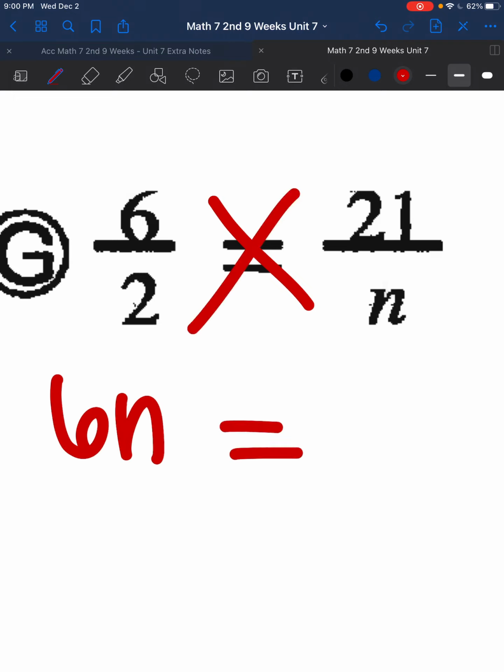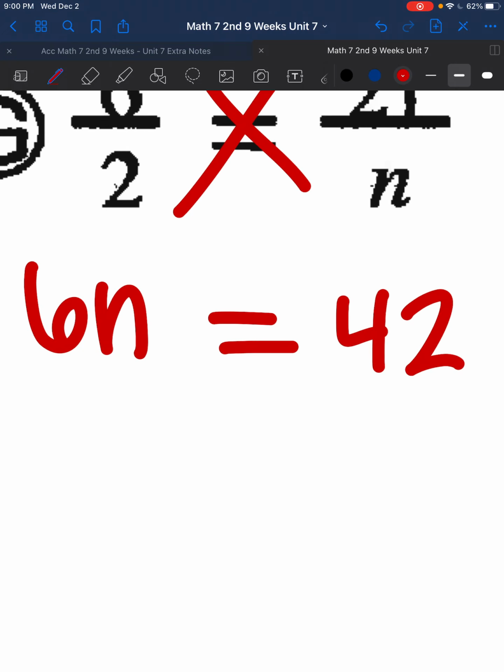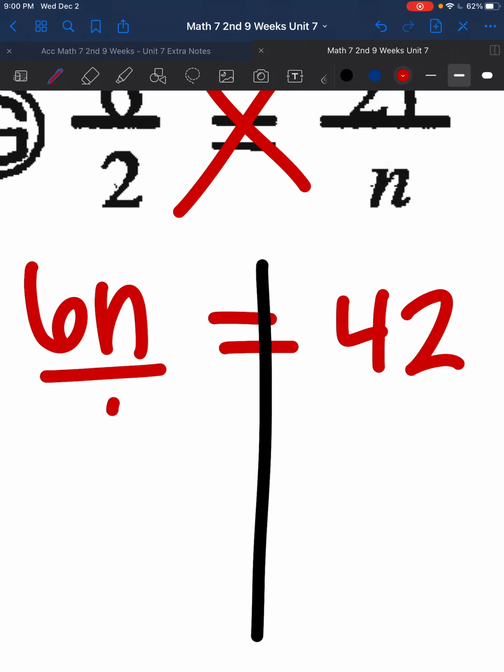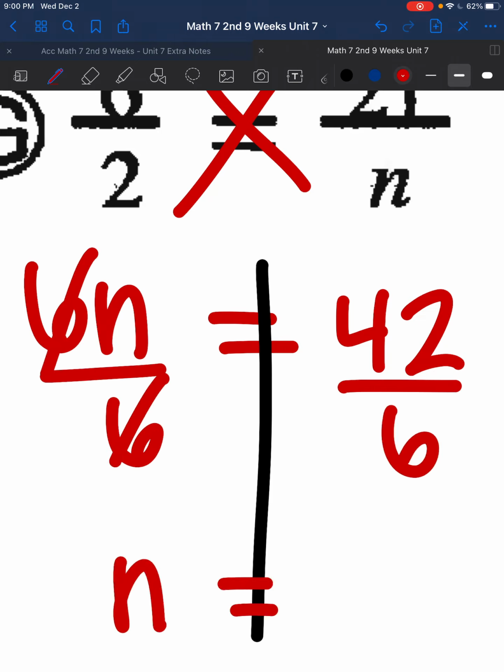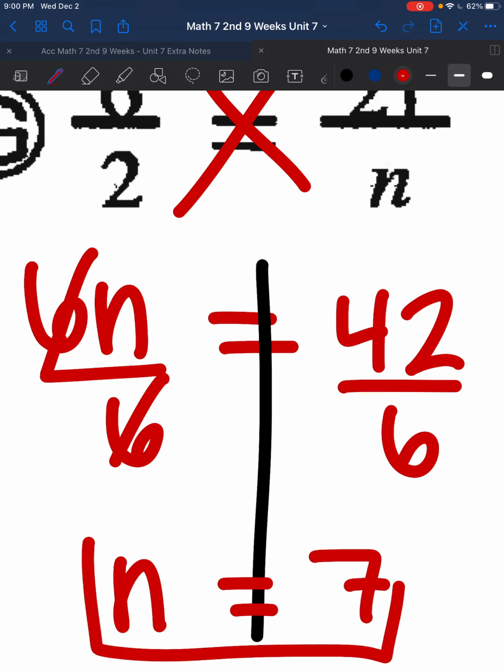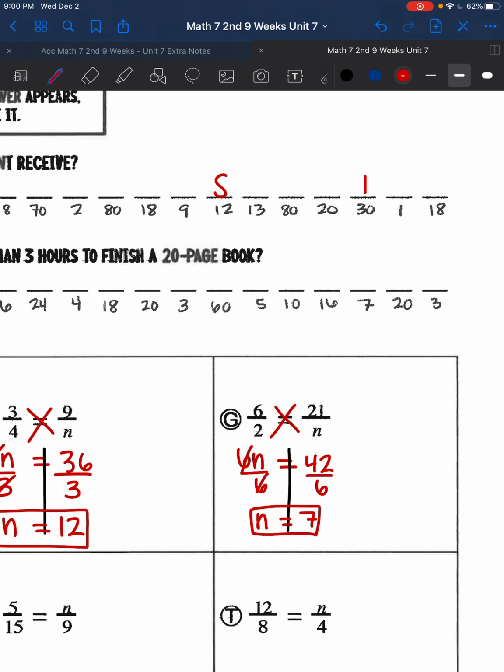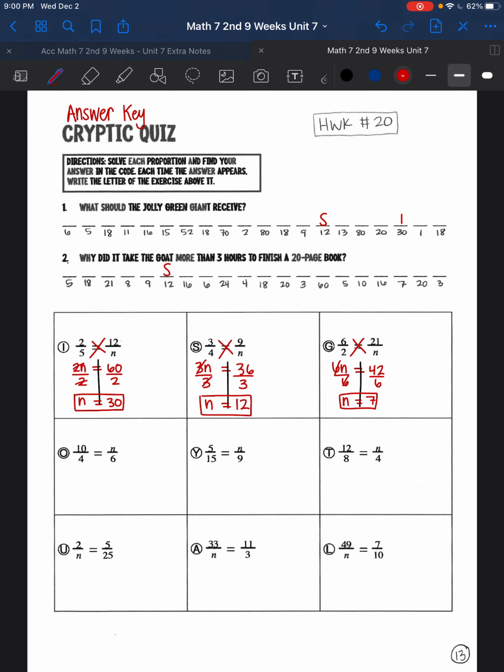I've got 6 over 2 equals 21 over n. So I'm going to multiply 6 times n together. That's 6n. And I'm going to set that equal to 2 times 21, which is 42. Now, to get that n by itself, I need to undo that multiplication. So I'm going to divide by 6 on both sides. So n equals 42 divided by 6, which is 7. So n equals 7. So anytime I see a 7, I'm going to put a G.